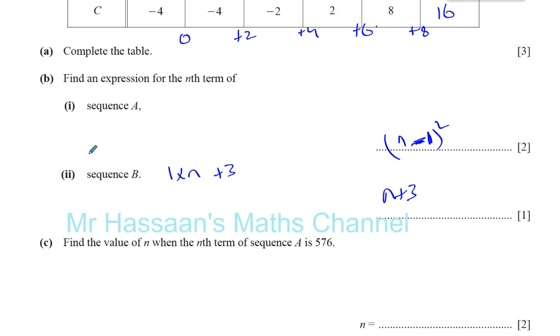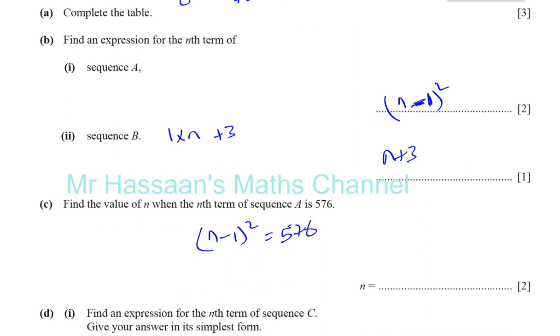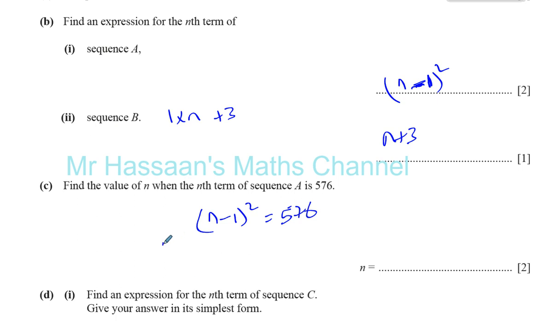Okay, part C. Find the value of n for which the nth term of sequence A is 576. So you've got n minus 1 squared, and we want it to equal 576. Let me sort out my handwriting there, it's a bit messy. Okay, that's 576. So basically what we've got to do is expand this bracket. So you'll have n. No, we don't actually. We don't. There's a very easy way of doing this.